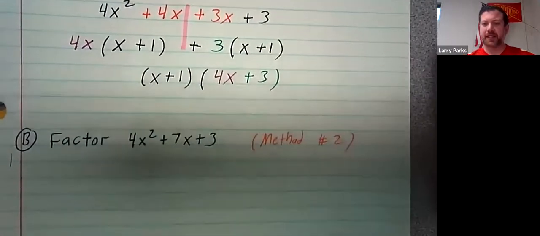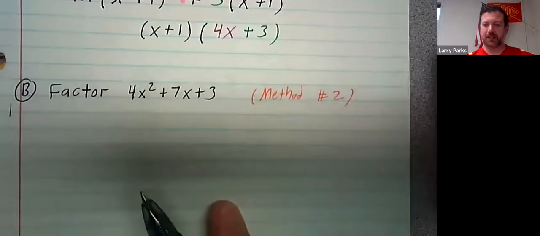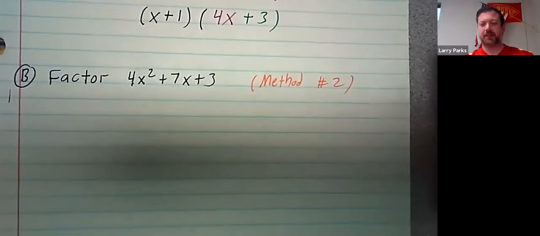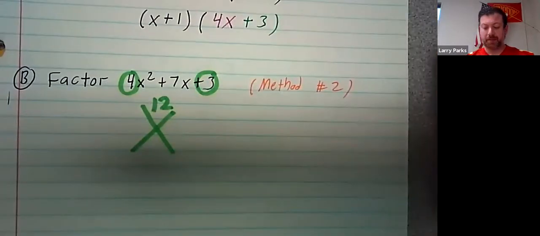Let's try this again, and we're going to get the same results. Okay, so the first step is the same. You still do 4 times 3. You still put the 7 on the bottom.